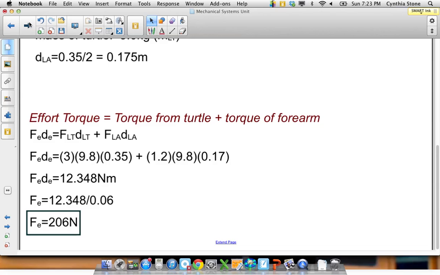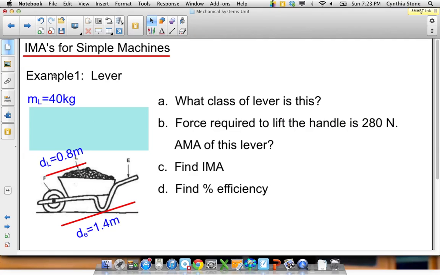Okay, looking at some more examples. These get more into actually finding all these things: AMA, IMA, and percent efficiency. In this first example, I've got a wheelbarrow full of stuff, and the mass of that load, the whole thing that you have to lift, is 40 kilograms. Your fulcrum is at the front wheel, so the distance from the center of my load to the fulcrum is 80 centimeters or 0.8 meters, and then the effort is further down, at 1.4.